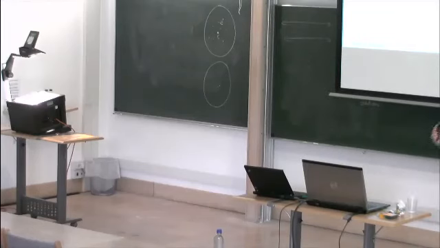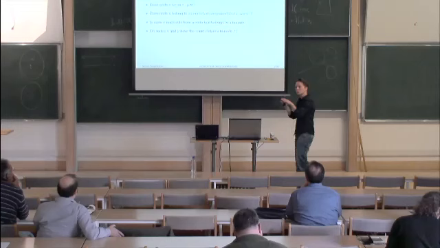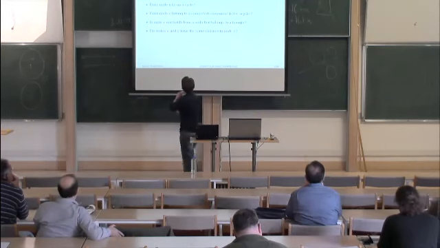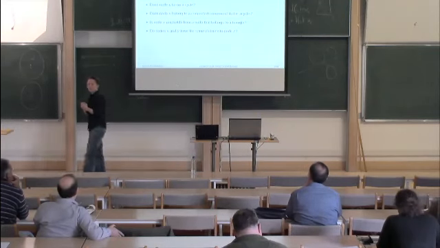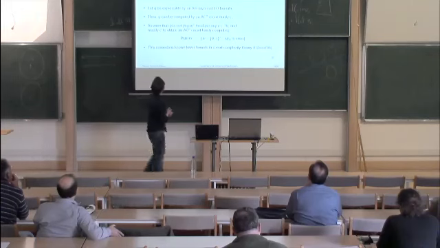And in the same way, you can prove non-expressibility for lots of other examples. You can find all these in textbooks, like the query asking if node x lies on a cycle, or if node x belongs to a connected component that is acyclic, or if node x is reachable from a node that belongs to a triangle, or if nodes x and y have exactly the same distance to node z. All this you can show non-expressible in arbitrary-predicate invariant first-order logic by just using this polylog n locality result. Okay, so how do we prove it?